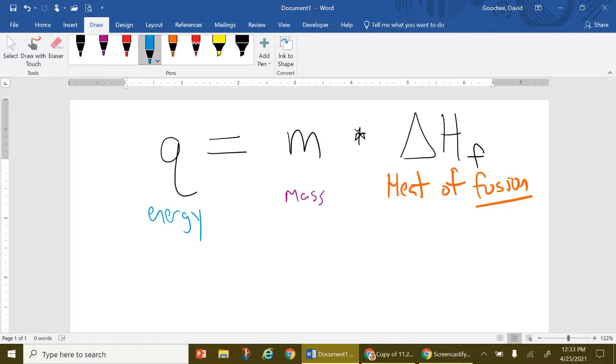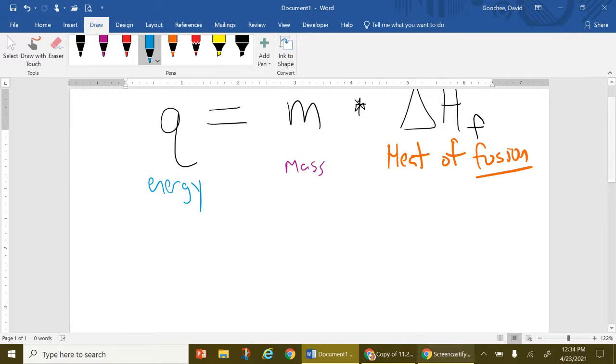You'll notice that there is no change in temperature in this equation. There is no delta T, because when you're melting something, its temperature stays the same. It does not change. When you have an ice cube that's just starting to melt, it's 0 degrees Celsius. When you come back to that ice cube a couple hours later and it's almost done melting, guess what? It's 0 degrees Celsius. So this is actually a much, much simpler equation.